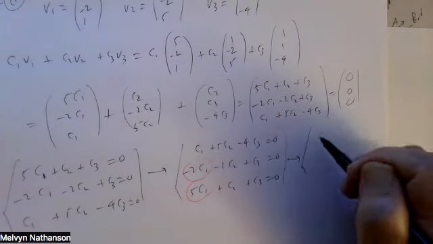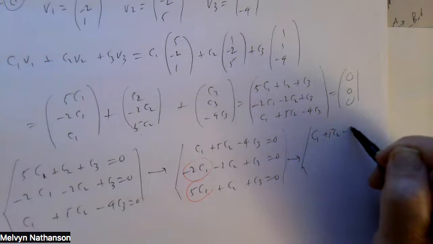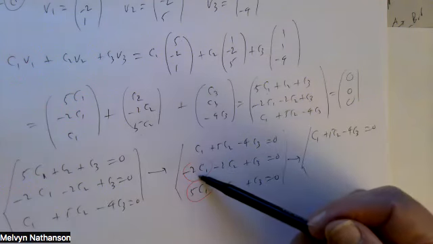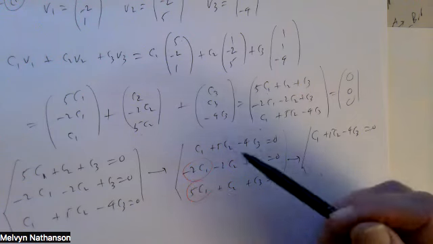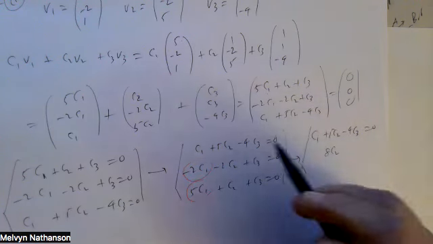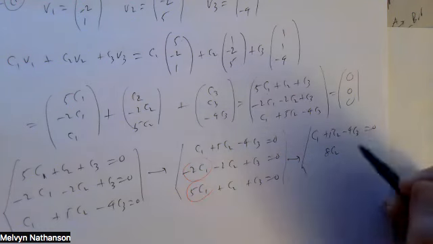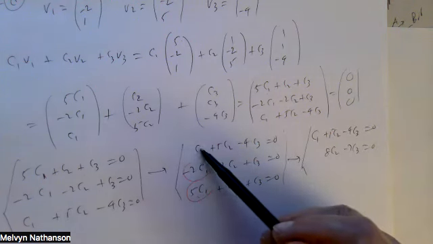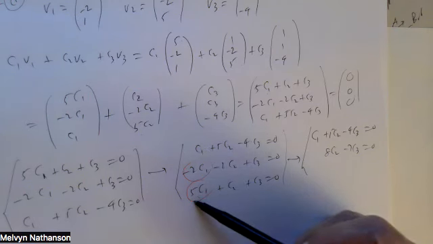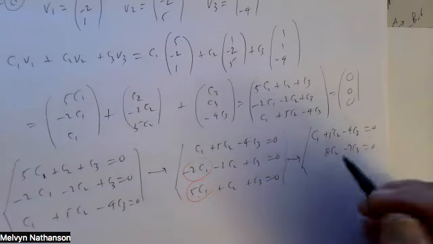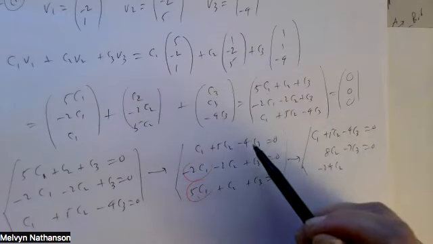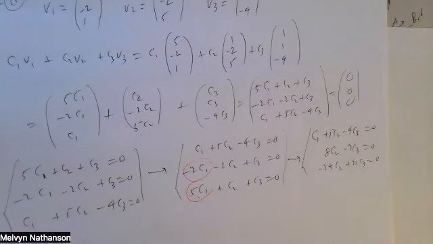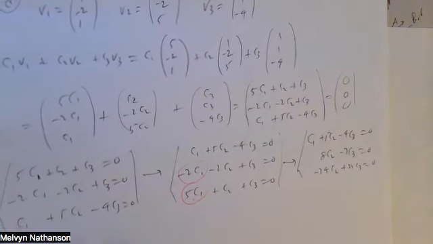I want to eliminate the C1s from the second and third equations. So I have my first equation, C1 plus 5C2 minus 4C3 equals zero. If I add 2 times the first equation to the second, that kills the C1. 2C1 minus 2C1 is zero. 10 minus 2 is 8. Minus 8 plus 1 is minus 7. That's the new second equation. To eliminate 5C1 in the third, I add minus 5 times the first equation to the third. Minus 5 plus 5 is 0. Minus 25 plus 1 is minus 24C2. 20 plus 1 is 21C3 equals 0. So that's an equivalent system.